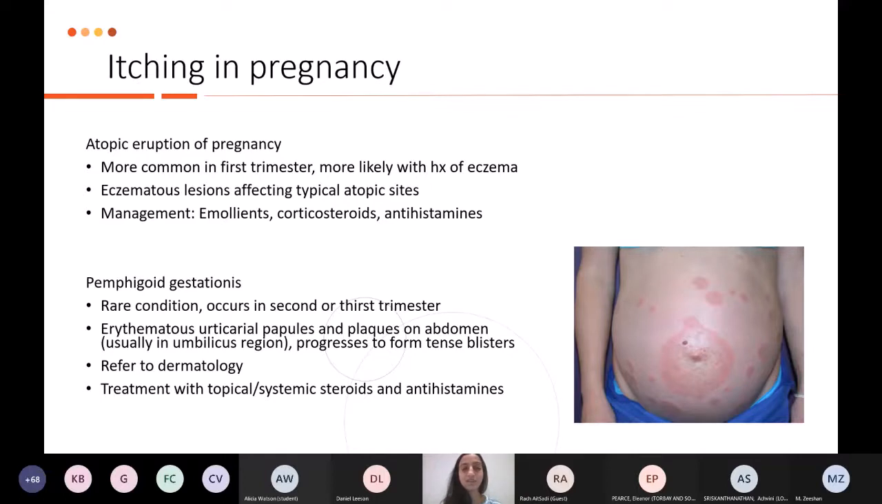And then the last rash which I had on my list, which we always consider when women come in, is pemphigoid gestationis. It's actually quite a rare condition and occurs later in pregnancy, but it's an erythematous urticarial papular and plaque type rash on the abdomen. And this one actually usually is in the umbilical region, which you can see is different from the PUPPP type rash. And then it often goes on to form these tense blisters like you would usually get in pemphigus. And this would be a referral to dermatology, and they would often treat with topical or systemic steroids and then things to also help with the itching as well.